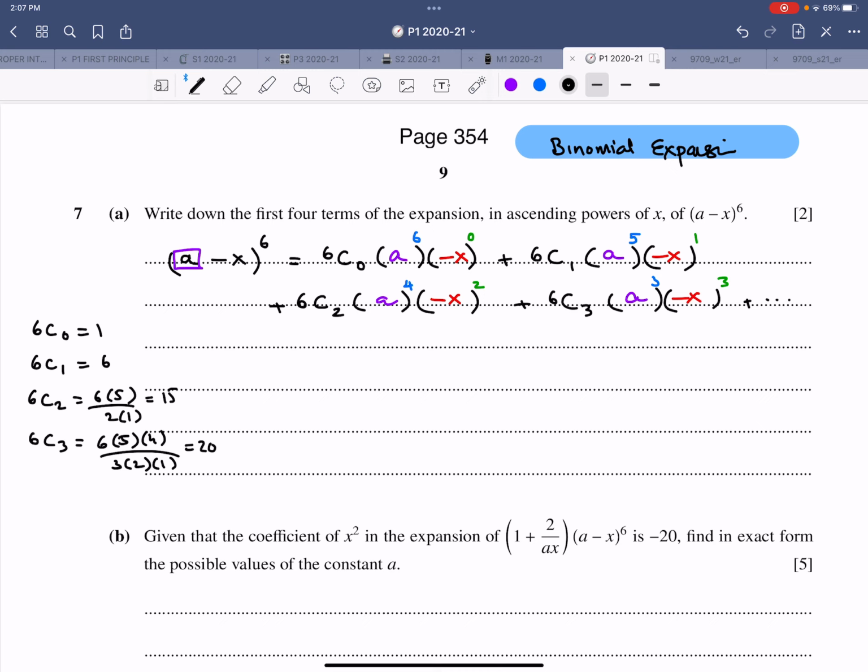So the first one is a power 6. Second one is negative, that is 6a power 5. Third one is positive, 15a power 4 x square, and this is x, don't forget the variable. And the last is 20 with a negative sign, 20a cube x cube. These are the first 4 terms.